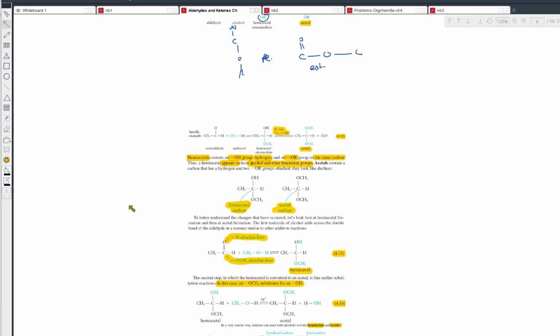Acetaldehyde, common name, otherwise ethanal. You are adding methanol. The double-bonded O becomes single and H comes here. Another one, OCH3, goes here: hemiacetal, the intermediate. Then you add another molecule and it becomes acetal. Hemiacetal contains an OH group and an OR group on the same carbon, so alcohol and ether functional groups. Acetal contains two ether groups on the same carbon.